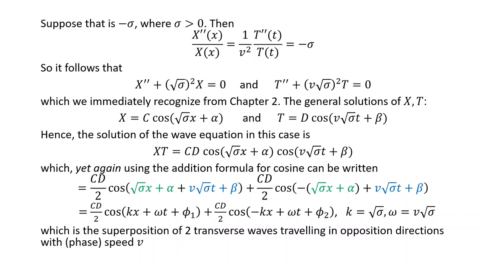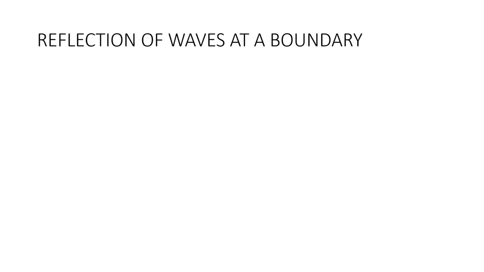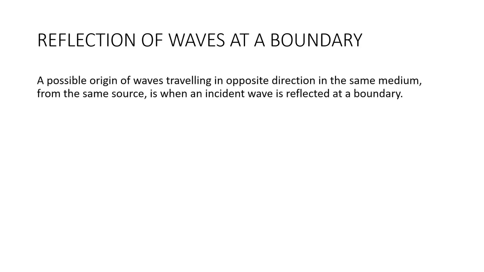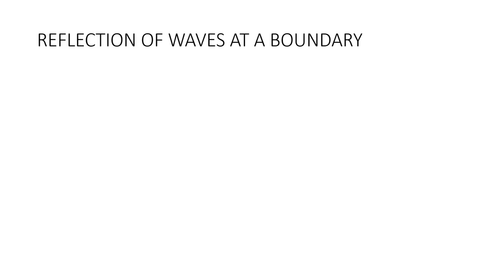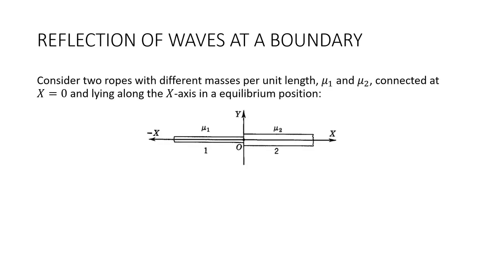Now we're going to look at where this occurs, or where this can happen. And now we get to reflection of waves at the boundary as a possible origin of waves traveling in opposite directions and then superimposing. Specifically, we're going to consider what happens when we've got two ropes that are tied at x equal to 0, and we've got a wave traveling from the left, and then we want to know what happens when that wave reaches x equal to 0.